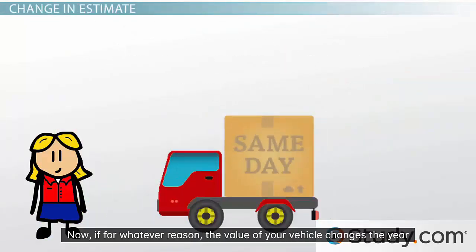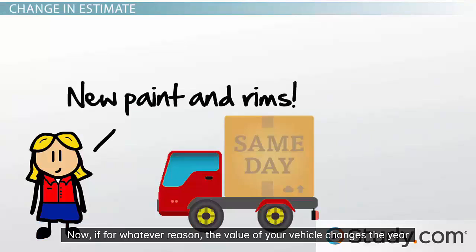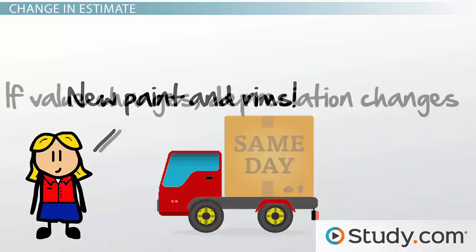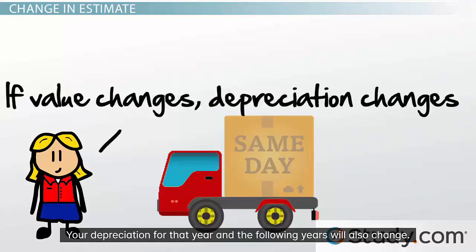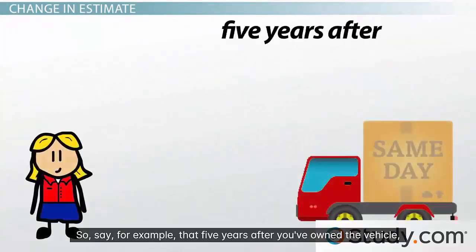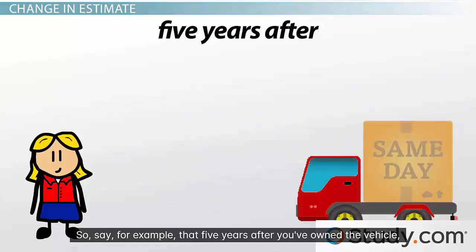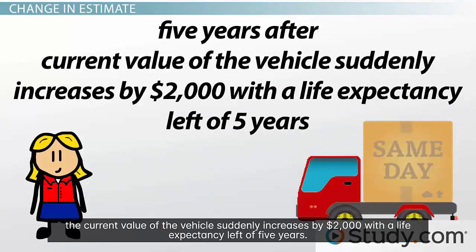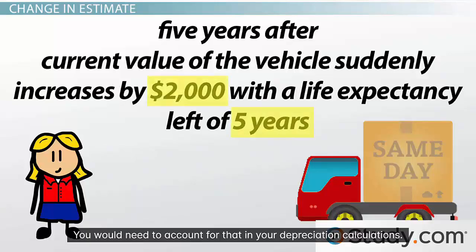Now, if, for whatever reason, the value of your vehicle changes the year that you do your taxes, your depreciation calculations will change. Your depreciation for that year and the following years will also change. This change in value is referred to as a change in estimate. So say, for example, that 5 years after you've owned the vehicle, the current value of the vehicle suddenly increases by $2,000 with a life expectancy left of 5 years. You would need to account for that in your depreciation calculations.